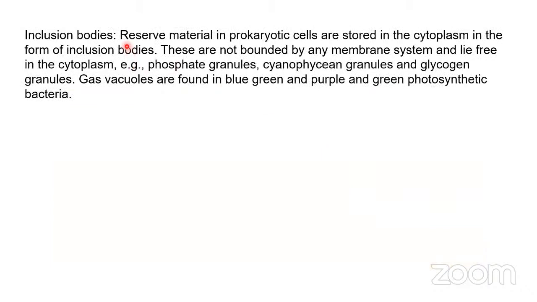Now, what are inclusion bodies? These are the reserve material in the prokaryotic cells that are stored in the cytoplasm in the form of inclusion bodies. And again, these are not bounded by any membrane system and live freely in the cytoplasm. For example, they may be a phosphate granule, or another pigmented granule like cyanophycean granules, or glycogen granules. Gas vacuoles may also be formed, and they are found to be present in some blue green algae and purple and green photosynthetic bacteria.